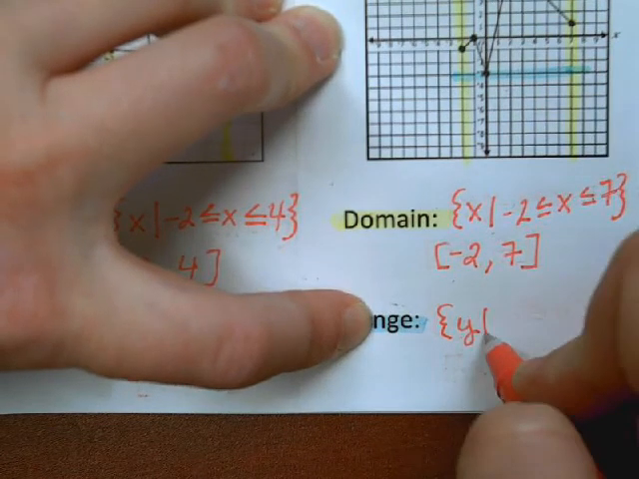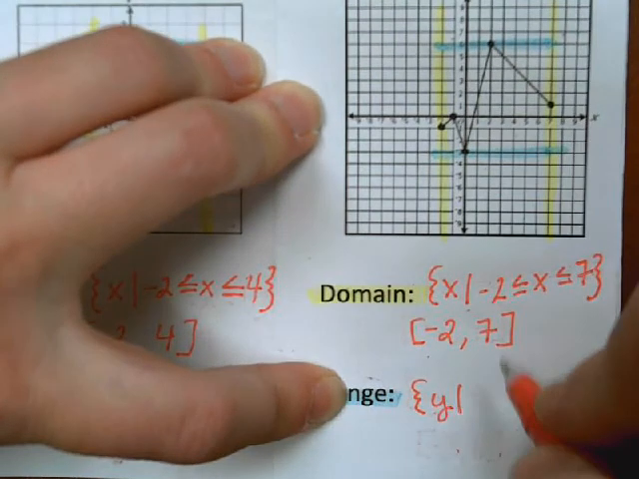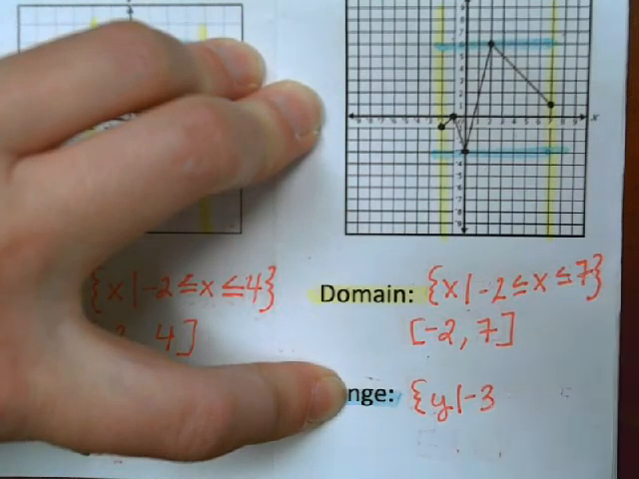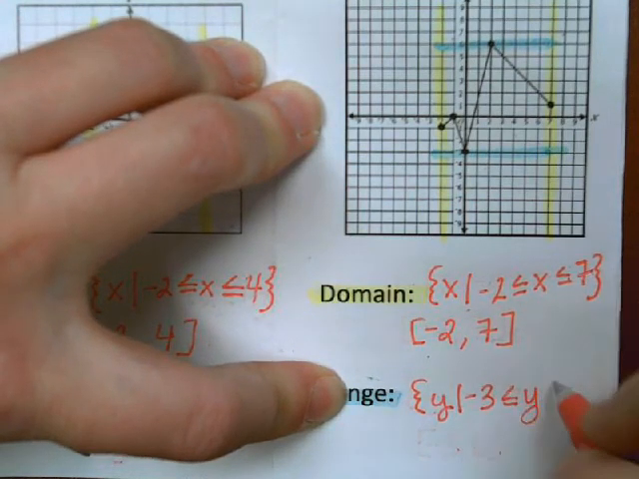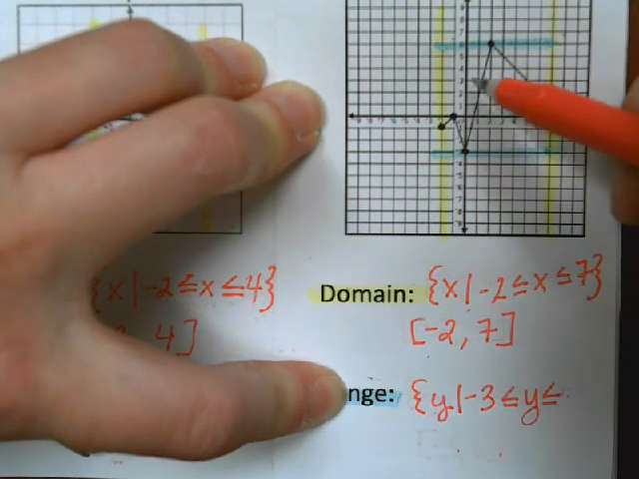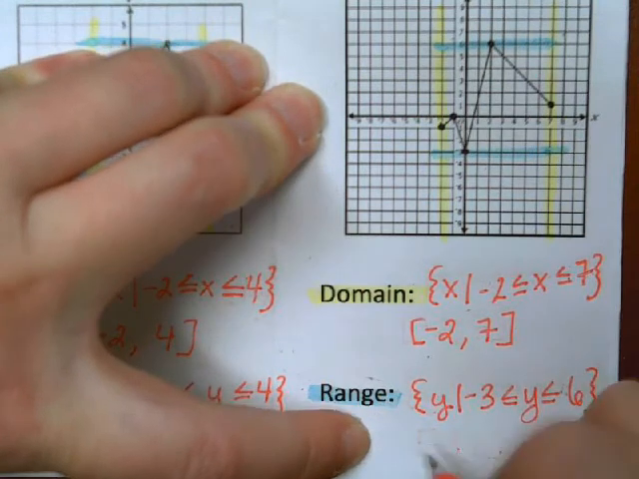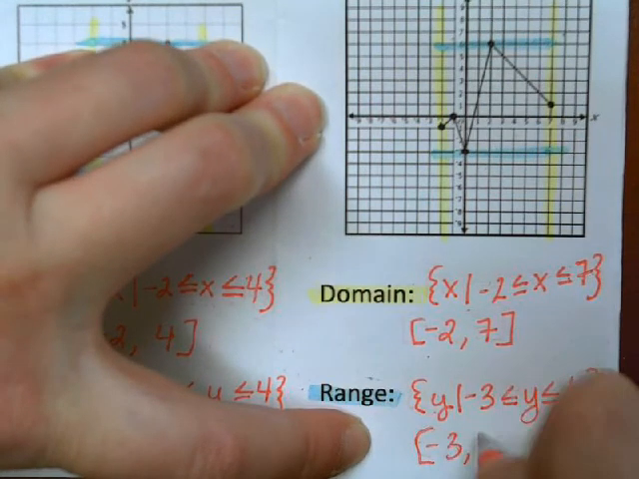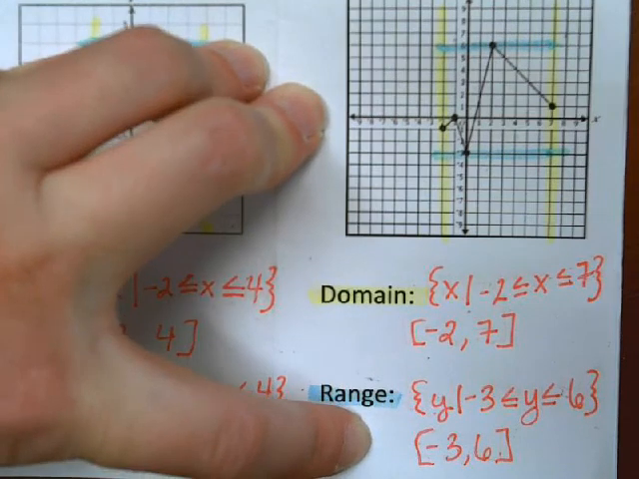All right, y for the range? I think that's -3, less than or equal to y, less than or equal to what? 6. 1, 2, 3, 4, 5, 6. Yeah. So -3, comma 6. Good. Does that make sense to everyone?